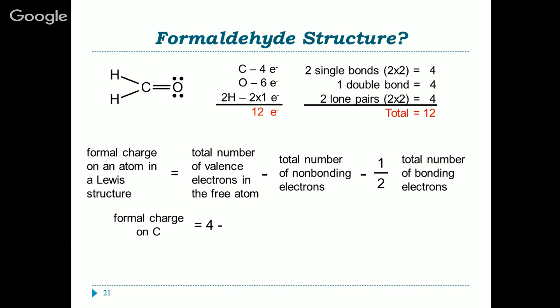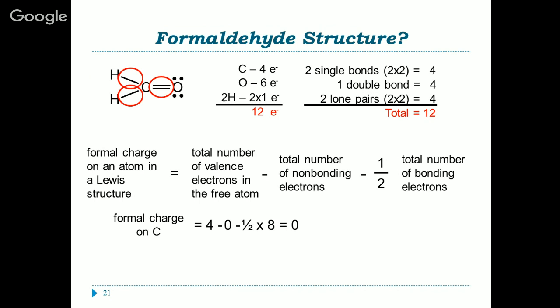On carbon, I'm starting with the number of valence electrons. I'm subtracting the number of any lone pairs of electrons, which carbon doesn't have any, and then looking at the number of electrons associated with it in a bond. So I can just count 1, 2, 3, 4 electrons, which is the same as saying 1/2 times 8. So 4 minus 0 minus 4 is 0.